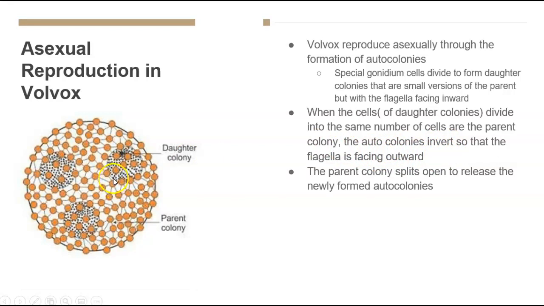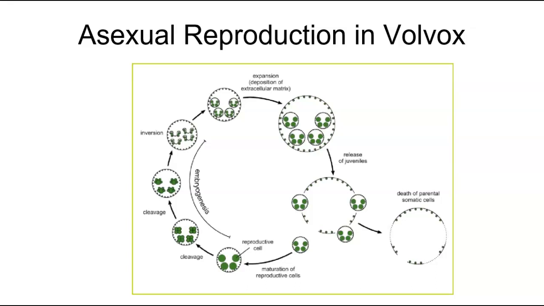So remember, first the flagella is going to be facing inwards. Once the daughter colony has grown enough, the flagella will face outwards. And eventually, as the daughter colonies grow, the parent colony will split open and release the newly formed autocolonies. So this shows the asexual reproduction cycle of a Volvox.